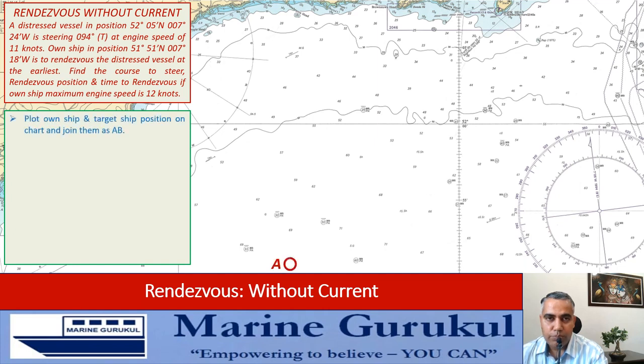You can see own ship position coming up on the screen, represented by A. You can now also see the target ship position represented by B. We will now join these positions with a straight line AB. We now draw the target ship course steered, which is 094 degrees true, and we will mark off 1 hour distance steamed, which is 11 miles.